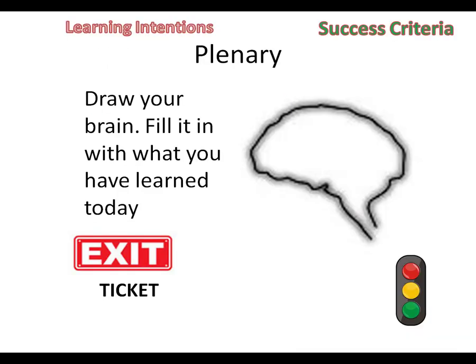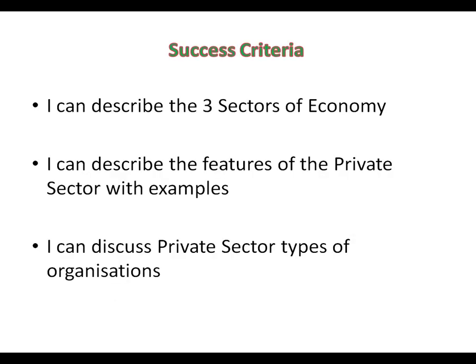So, a little planning for you if you're watching this. Here's something I've quite enjoyed doing with classes. You can draw a wee picture of your own brain and then fill it up with what you've learned today. So success criteria: hopefully you can describe the 3 sectors of economy very briefly: private, public and third. You can give the features and describe the features of private sector with examples: sole traders, partnerships and private limited companies, also sometimes called LTDs. And you can discuss, which means advantages and disadvantages of the private sector types of organisations.